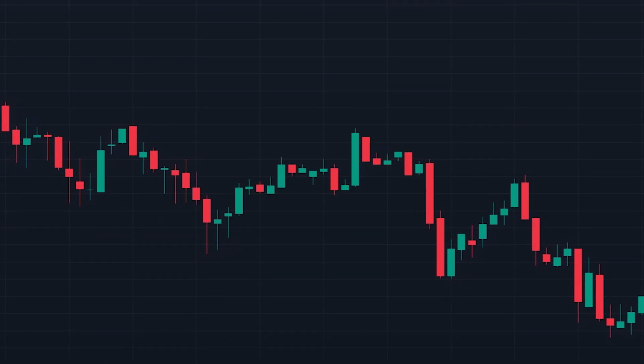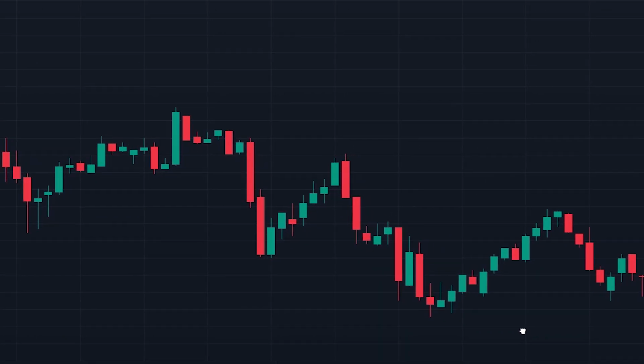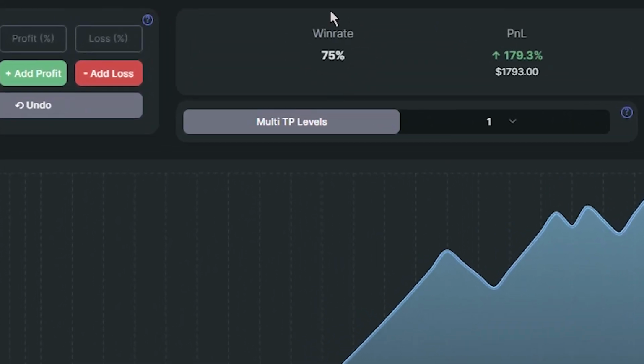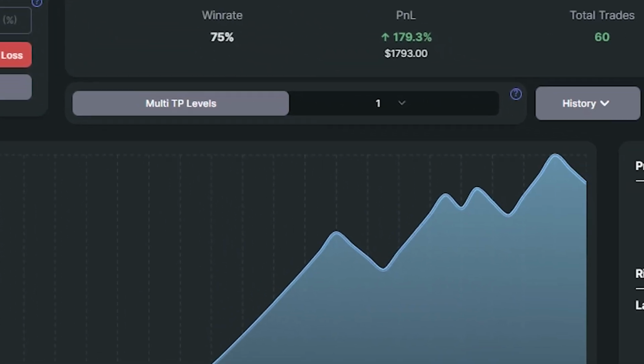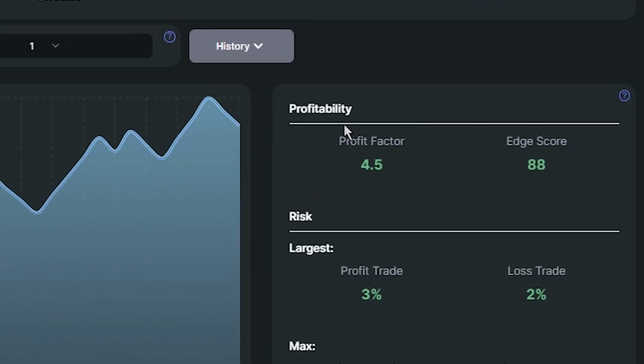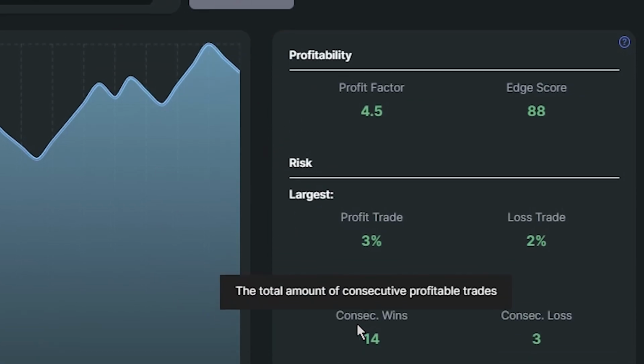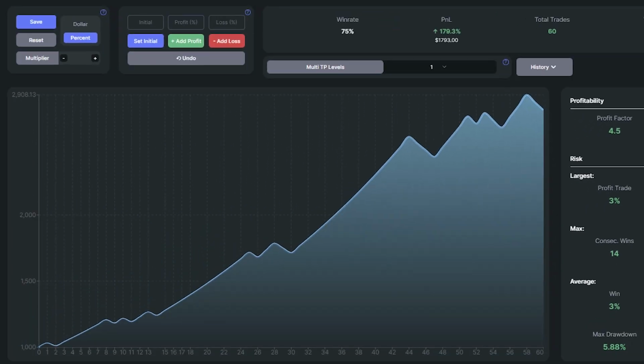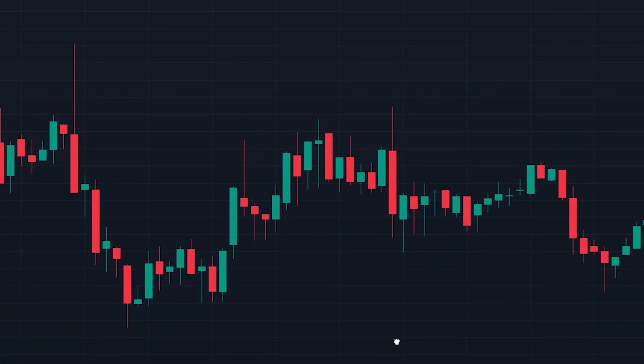Even though these are great results, the strategy worked even better on USD JPY. On the USD JPY backtest, we ended up having a win rate of 75% and a profit factor of 4.5. The maximum number of consecutive wins was 14 and the maximum number of consecutive losses was 3. Overall, the strategy seems really good.